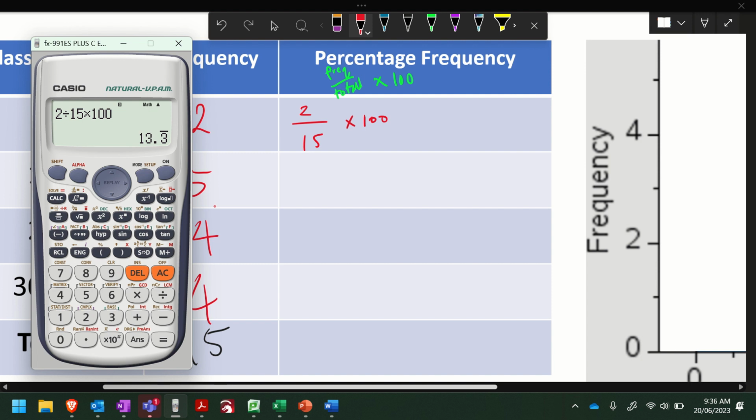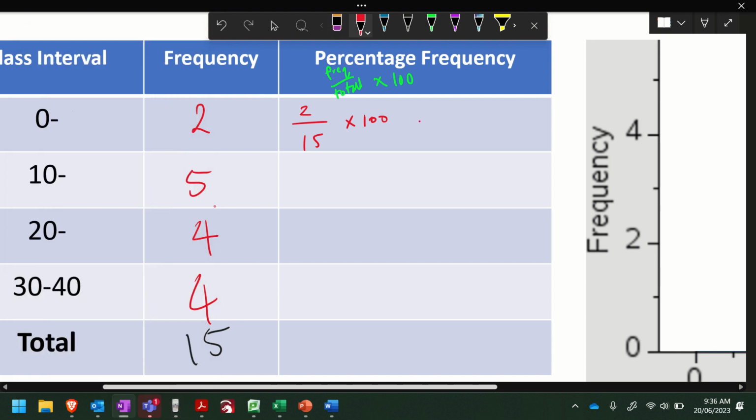And that should be 13.3. Now, again, remember what I said about rounding. Sometimes your rounding will affect your percentage frequency total in the end. But it's okay, as long as you're very close to 100%. So that's 13.3.